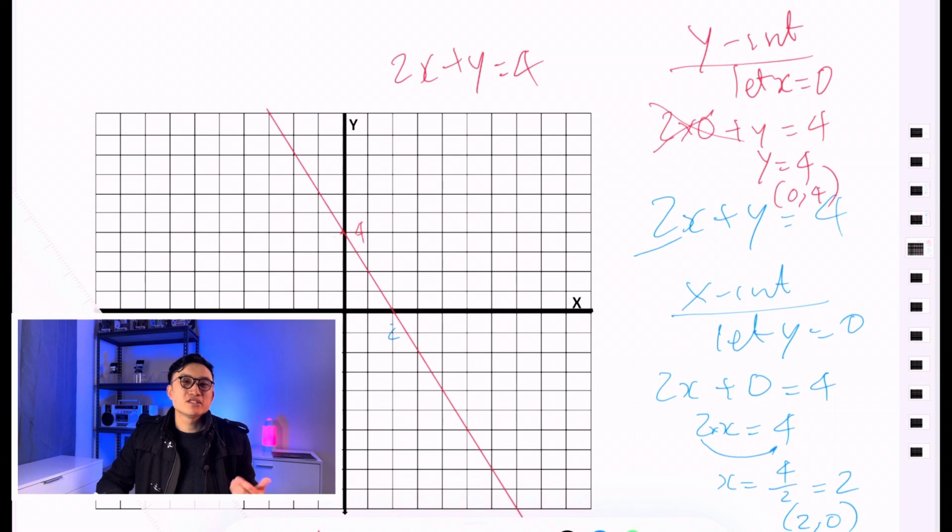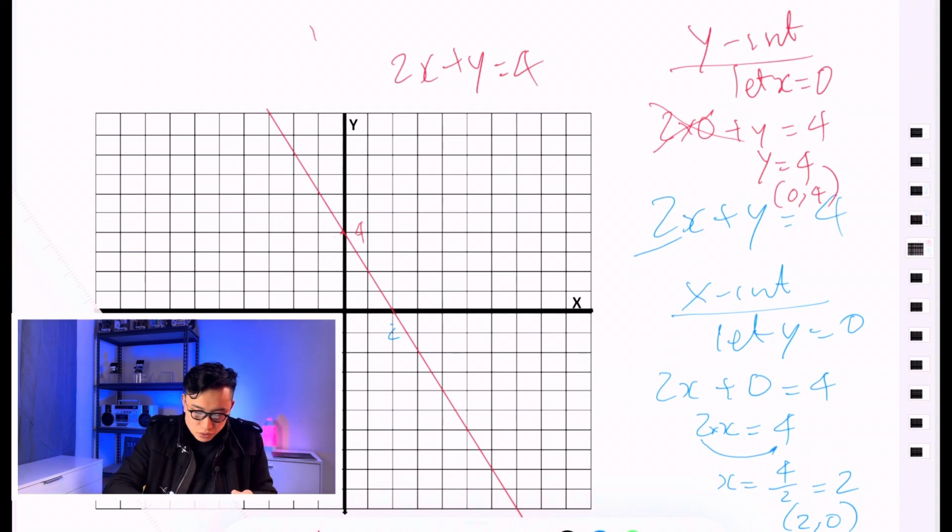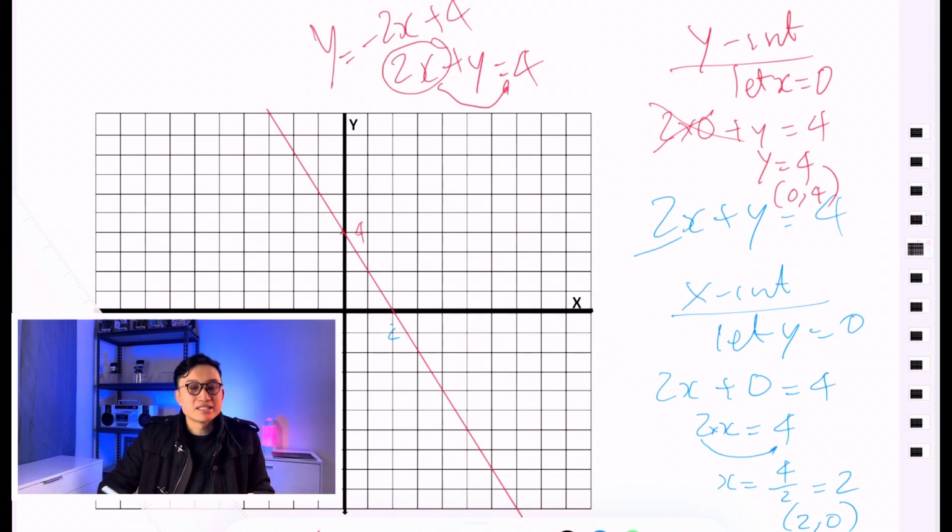If you were to find the gradient, and if they ask you in another part, let's just say, what is the gradient? Well, you have to rearrange the equation, bring the 2x to the other side, and there you go. You can see the gradient is actually -2. So if a graph ever starts high and ends low, just like in this case, you know the gradient is negative.